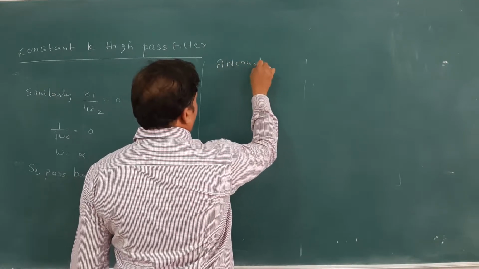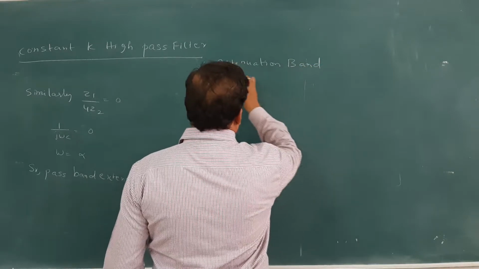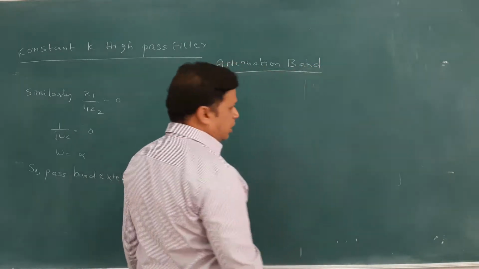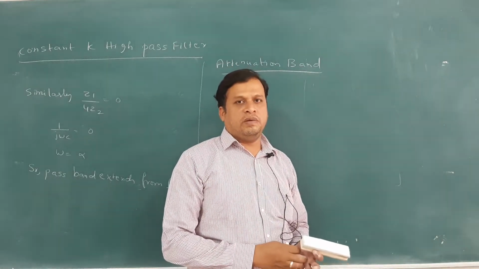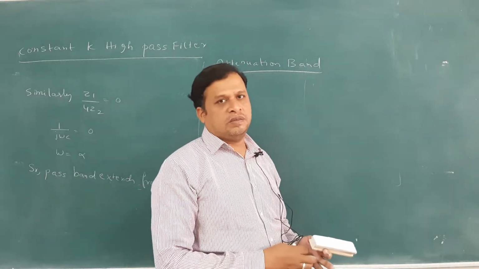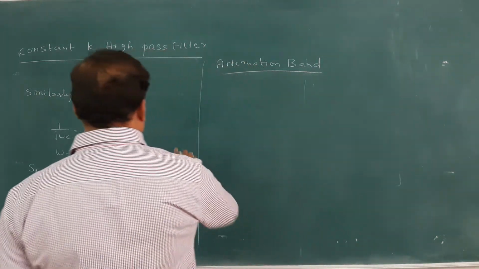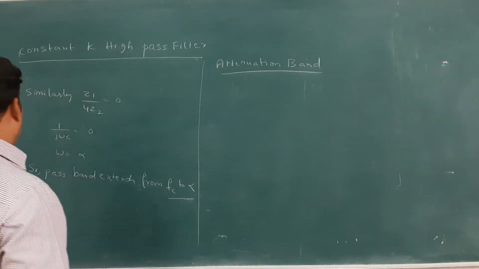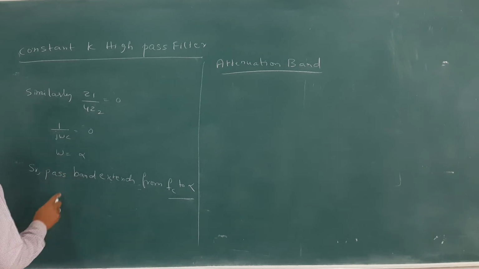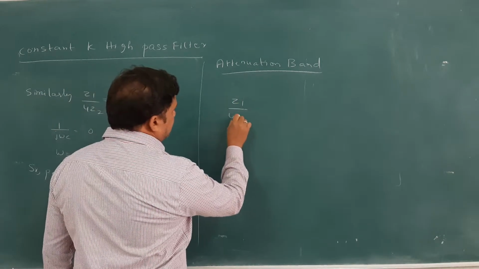Attenuation band means, students, it is the band of frequency where some frequencies are not allowed. In the high pass filter, what frequencies are allowed? Only high frequencies, and low frequencies are blocked. As we know about the high pass filter, now we are talking about the attenuation band. Now we will take one form, that is z1 by 4 z2 is less than minus 1.